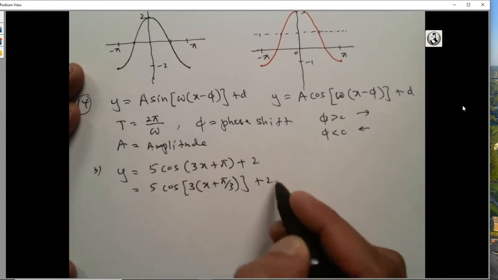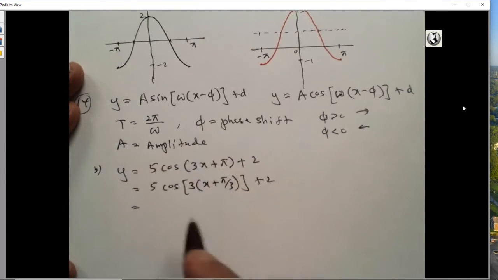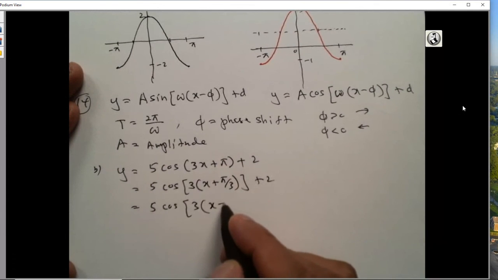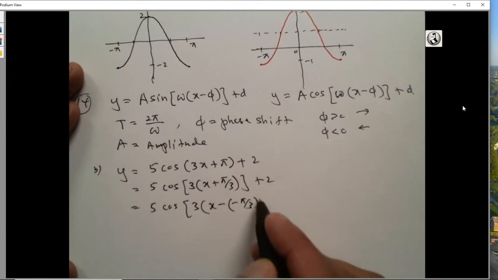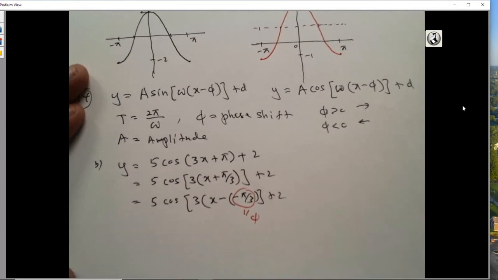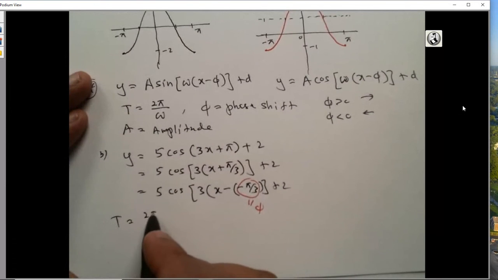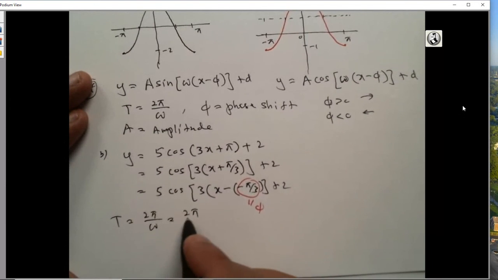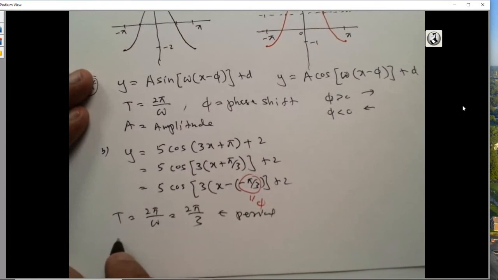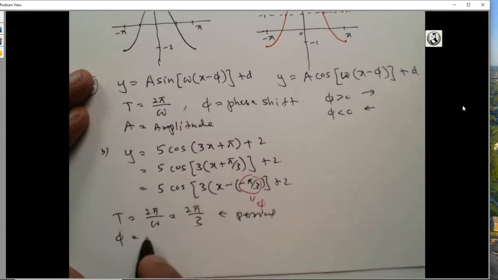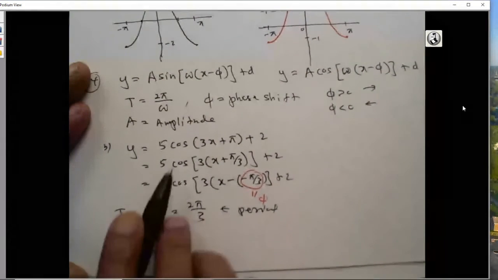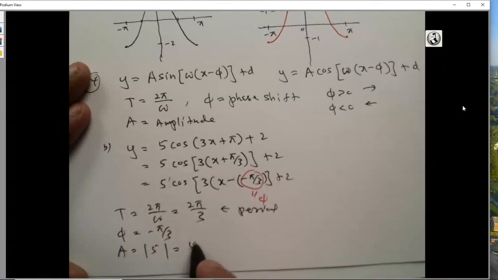That's the first step. Second step is you rewrite with a negative sign. So it is 5 cosine 3 times (x minus something). Once you do that, you can see this is the phase shift right there. Okay, so you can write the period, which is 2 pi over omega, which is 2 pi over 3 in this case. And then the phase shift, which is -3. And the A, the amplitude, which is the absolute value of the term in front, which is 5.